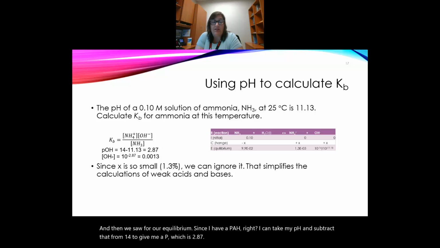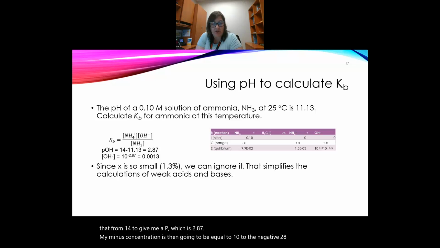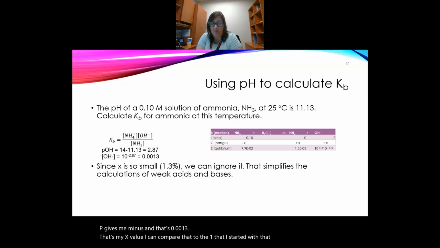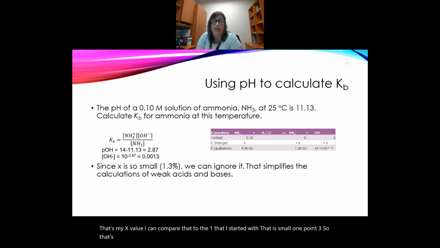My OH minus concentration is then going to be equal to 10 to the negative 2.87. 10 to the negative pOH gives me OH minus, and that's 0.0013. That's my X value. I can compare that to the 0.1 that I started with. That is small, 1.3%, so that's a valid assumption. And that means that my concentration for the NH4 plus is 1.3 times 10 to the minus 3.